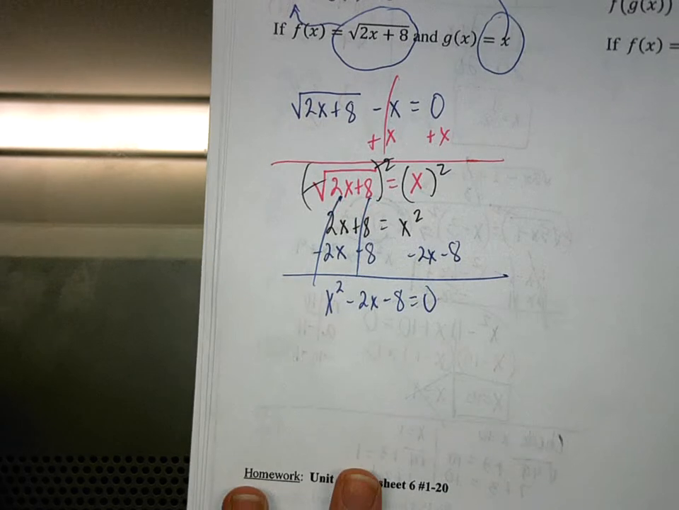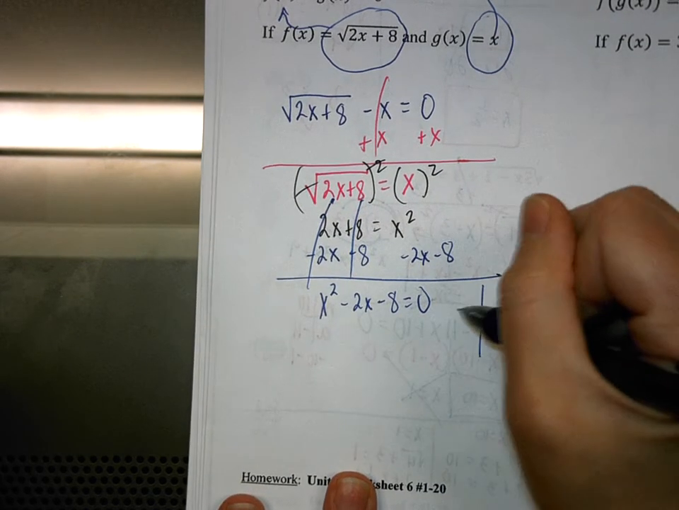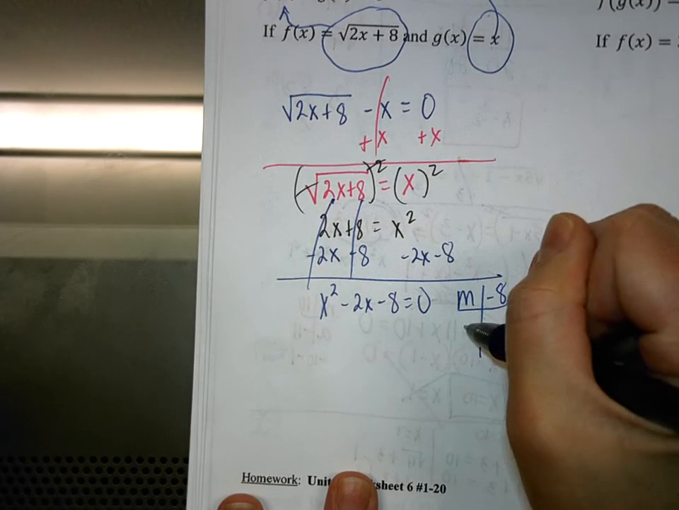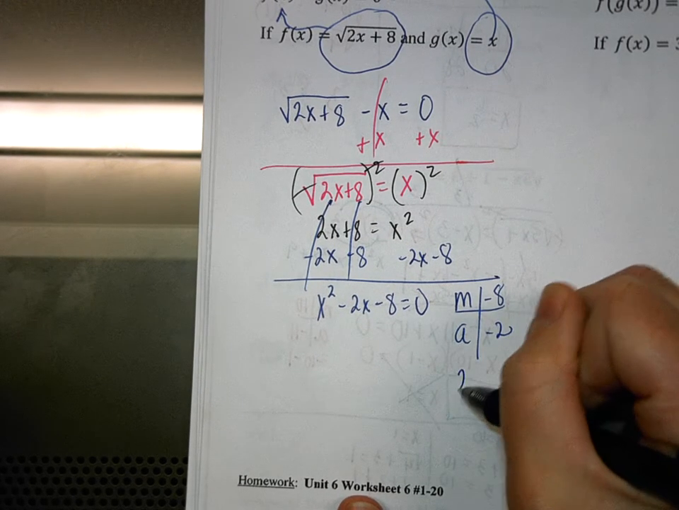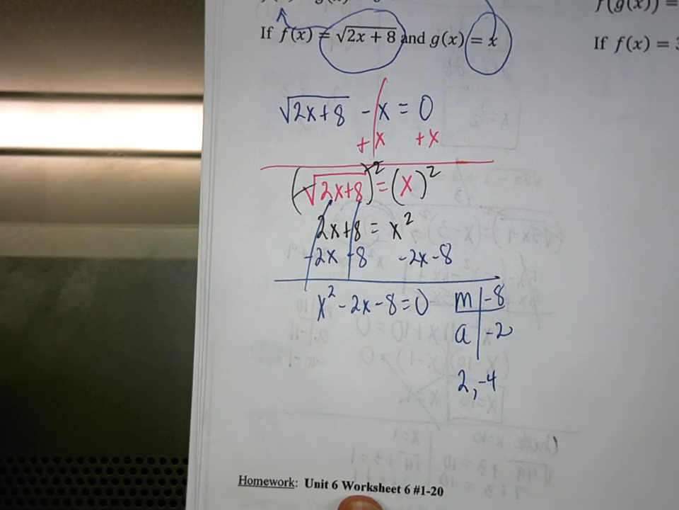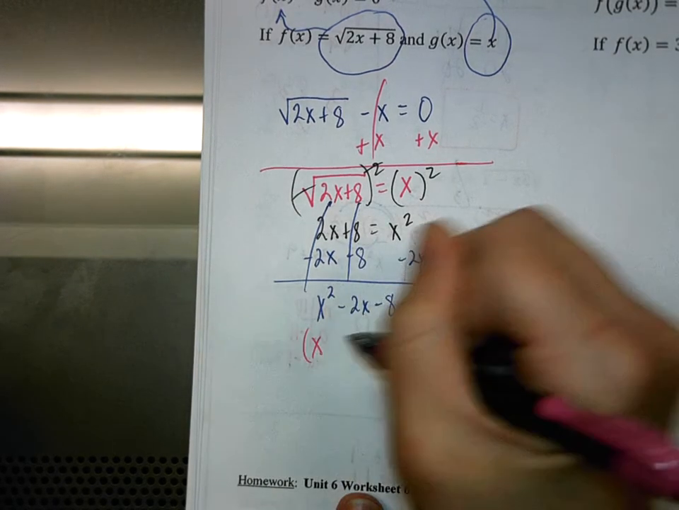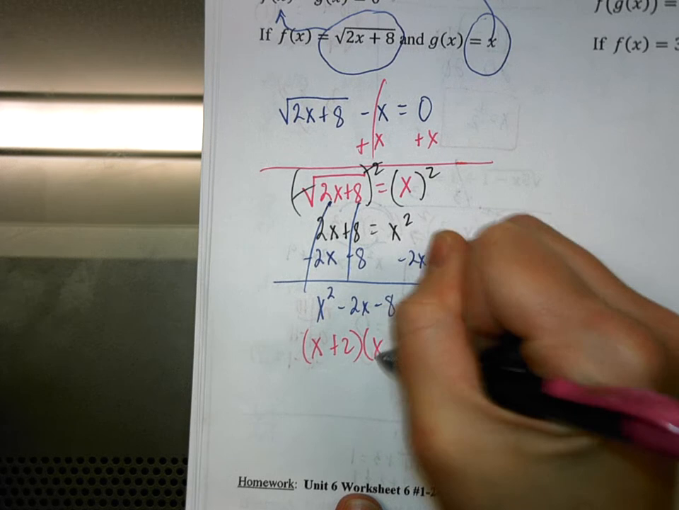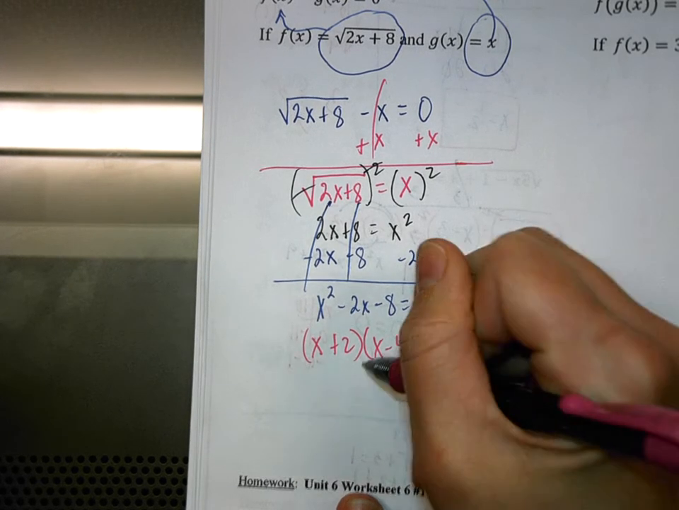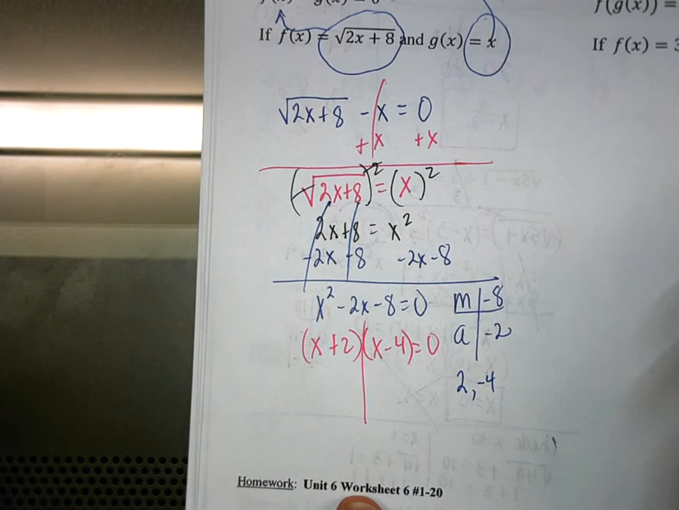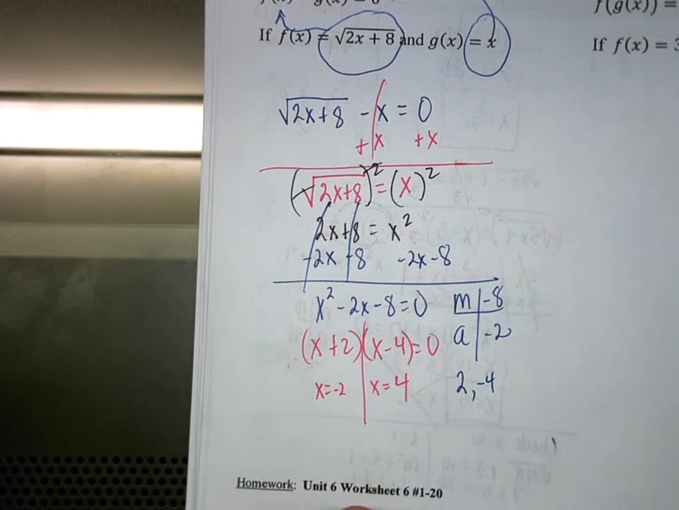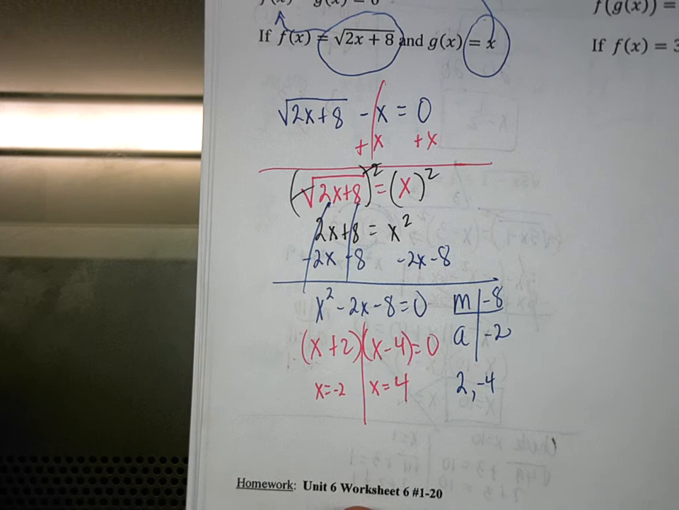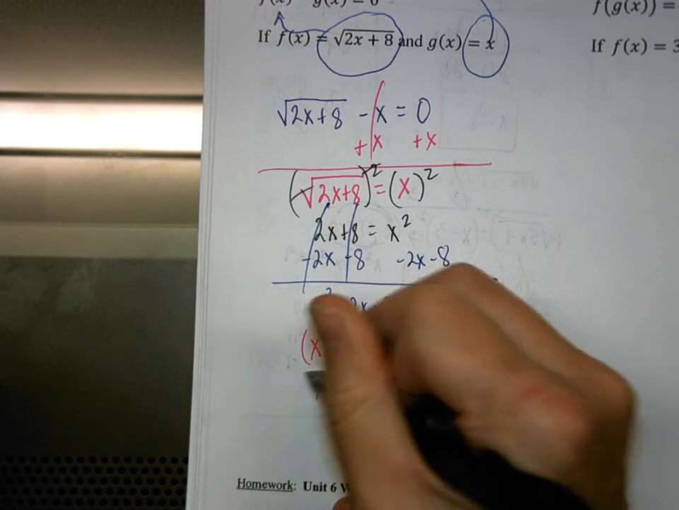What is my multiplication number? Negative 8. What is my adding number? What numbers work? 2 and negative 4 is correct. Can I use my shortcut? Yes. And so we have x plus 2 and x minus 4. And when we set those equal to 0, what does it equal? Good. And we would need to check these. And again, because of time's sake, I'm just going to let you know that negative 2 will not end up working, but 4 does.